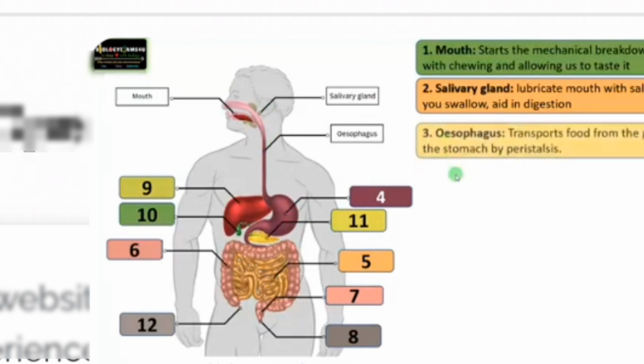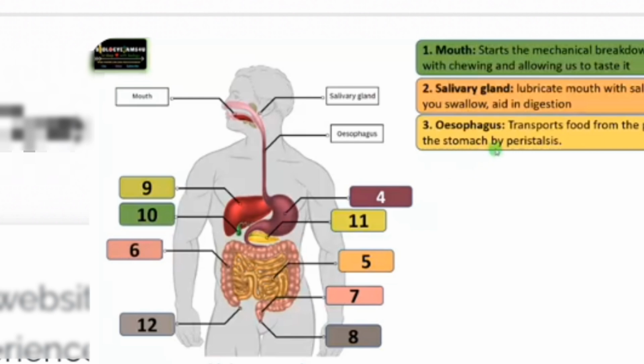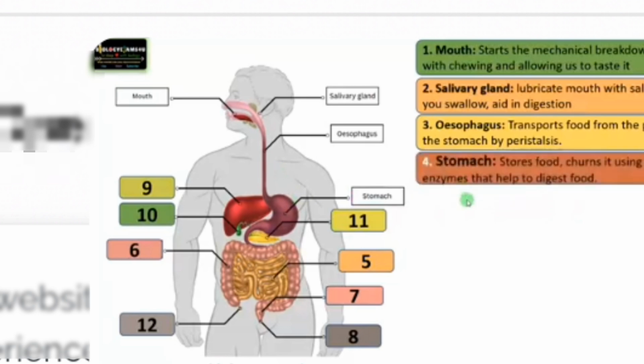Esophagus is a muscular long tube that transports food from pharynx to the stomach by peristalsis. Stomach is involved in the mechanical and enzymatic digestion of food. It stores food, churns it with hydrochloric acid and enzymes, digestive enzymes, gastric juices, all helps to digest the food. It mixes and churns food with gastric juice to form chyme.